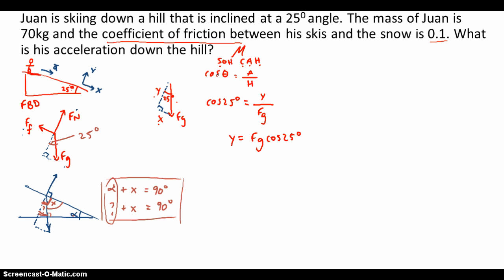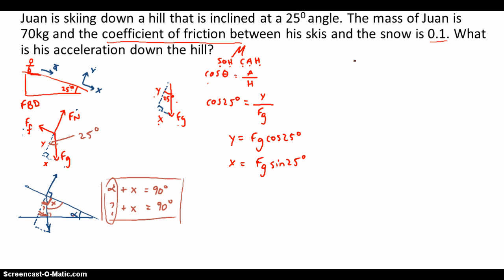Sine is opposite over hypotenuse, to find this result. Go through the same process, but instead of using cos, use sine. Alright, so now it looks like we have this x, we have this y. So it looks like all of our forces or vectors are split up in the x and y direction.